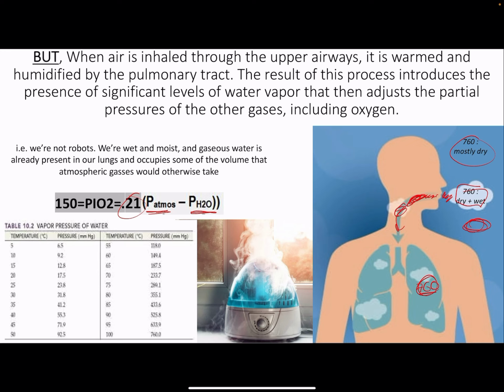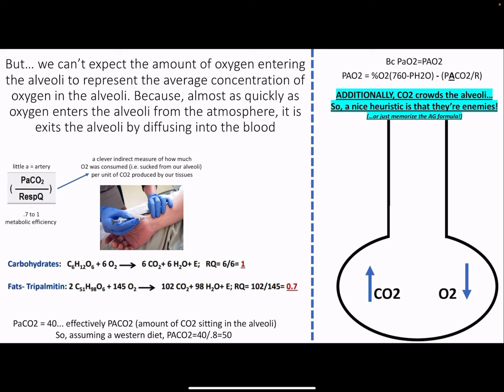You do something similar to this when you collect stuff over water in Gen Chem. And you also see these little vapor pressure tables, and at 37 degrees Celsius, it's about 45 (mmHg). So 760 minus 45 times 0.21 is about 150. So that is the amount of oxygen that's getting into maybe your trachea, your bronchioles.